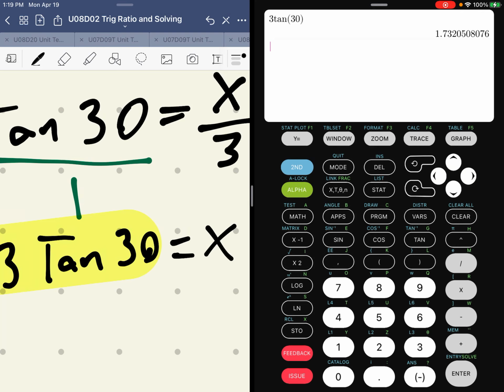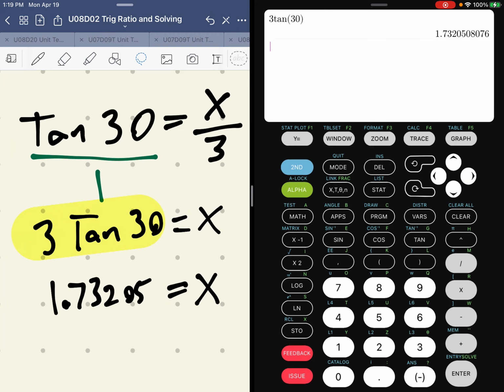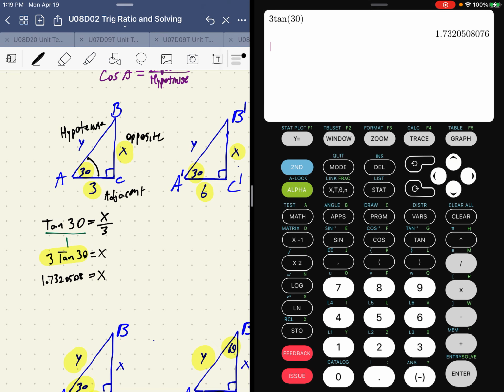3. That doesn't seem accurate to me. Is that accurate? I guess it could be. We'll get x is equal to 1.73205. Let me write down the entire decimal. Most likely the problem you're working with will tell you to round to some specific number. Oh, that's more than enough. So that is the measure of side x with the tangent.